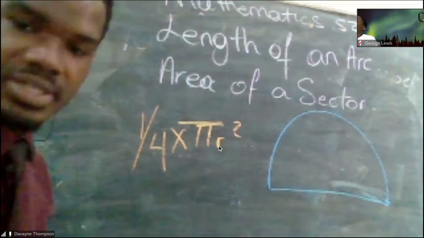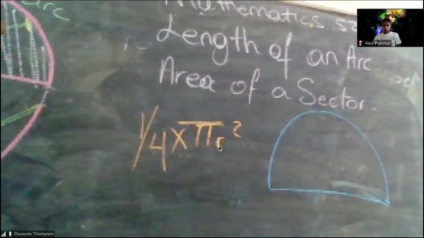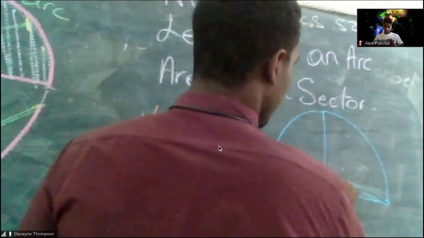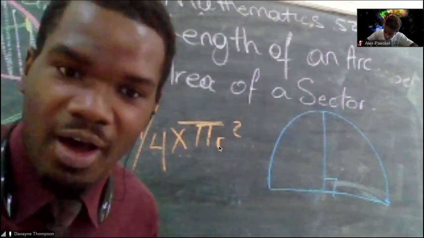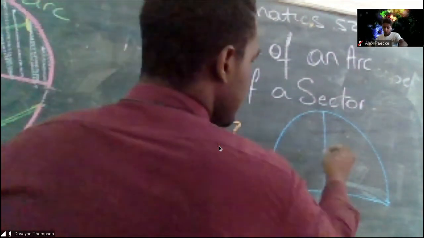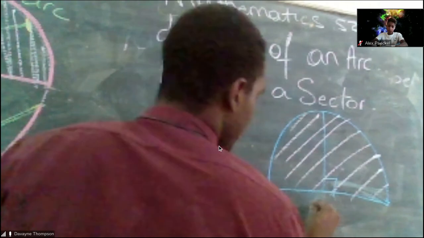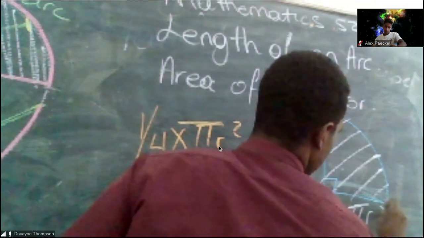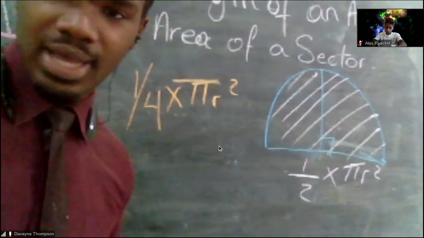This is half of a circle, correct? Everybody see that? Yes. So, therefore, I'm going to say the formula to find this area is going to be half of pi r squared. It's that simple. Since it's half of a circle, the formula to find this area is going to be half of pi r squared.